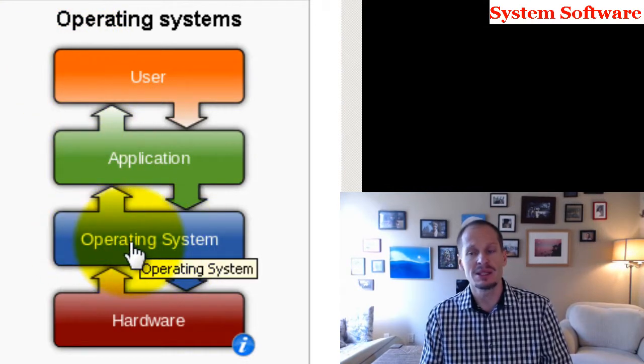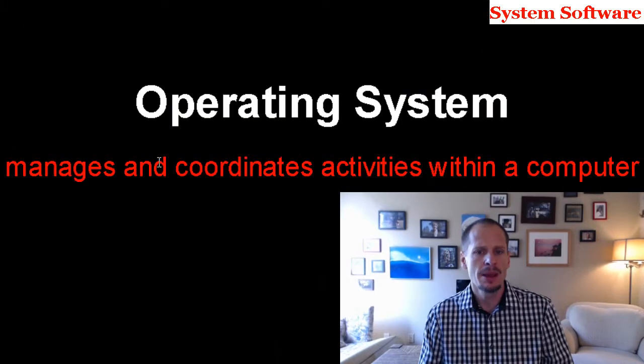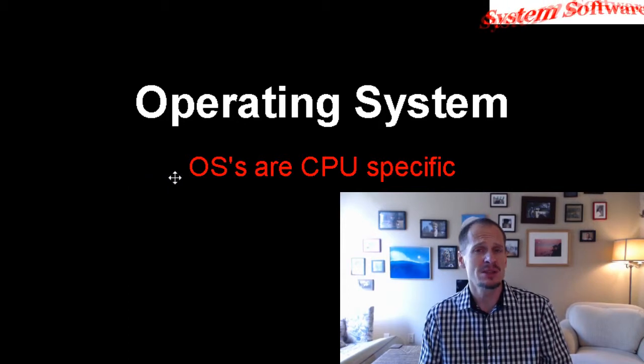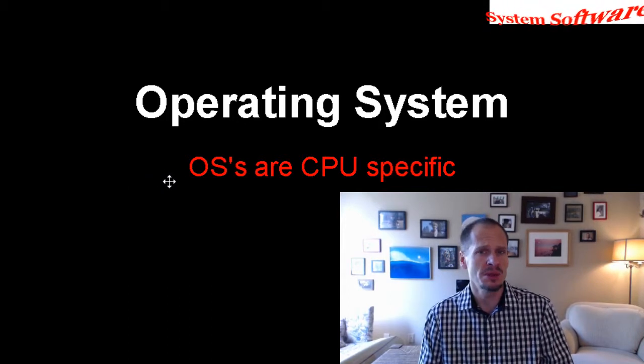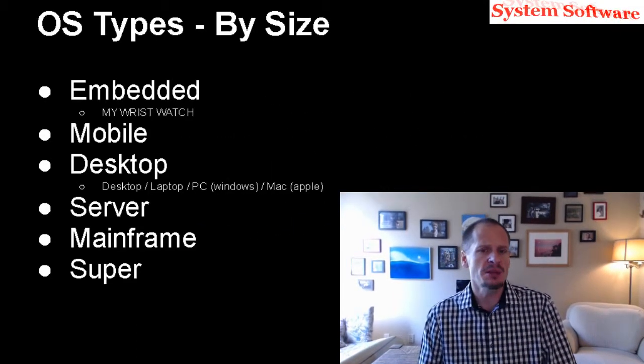And the operating system is in charge of making the hardware run. So the operating system manages and coordinates activities within a computer, makes the hardware run. And all OSs are CPU specific to a certain CPU's instruction set. Super important to know.